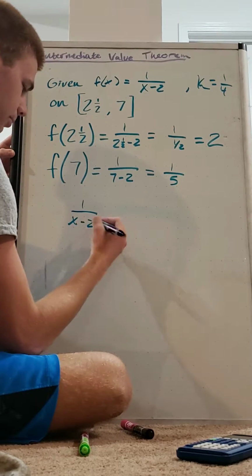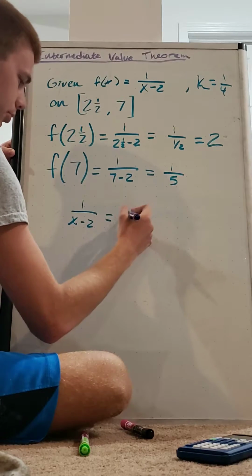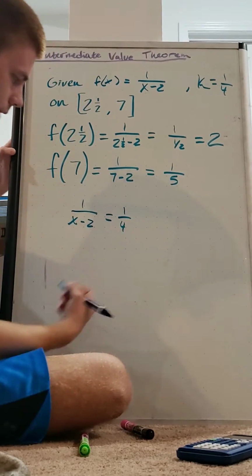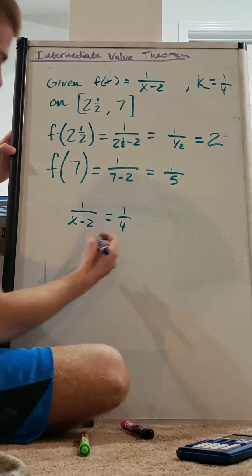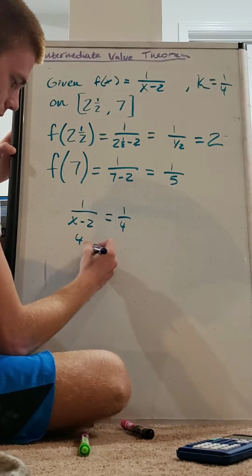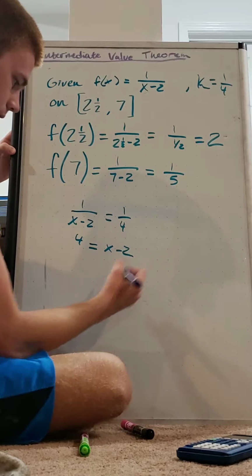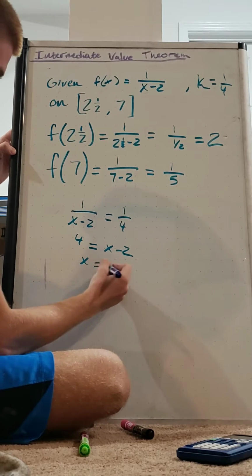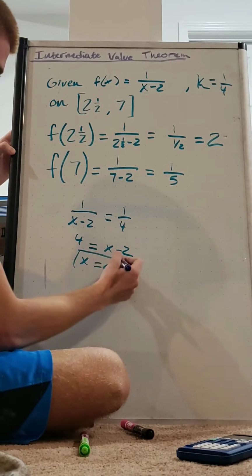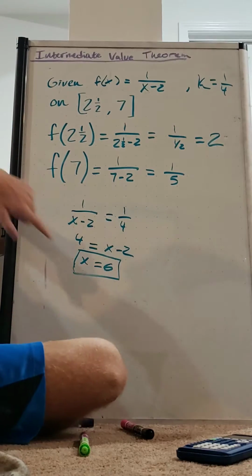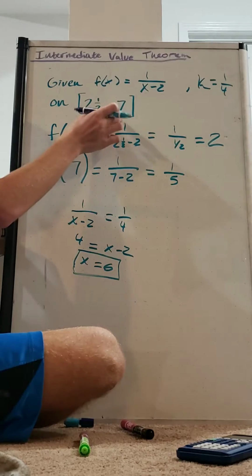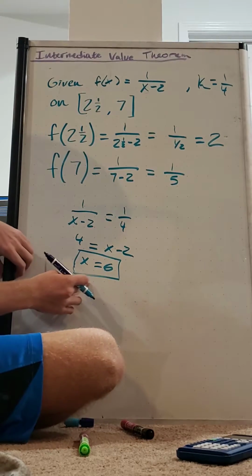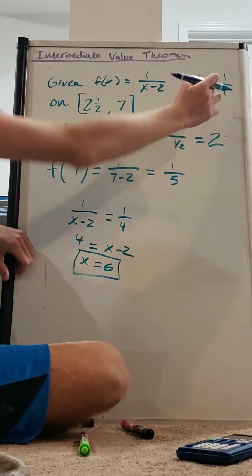So we have 1 over x minus 2 equals 1 over 4. And we can cross multiply to get 4 equals x minus 2, and then x equals 6. So when x equals 6, which is definitely in between on this interval, that means f of x equals 1/4.